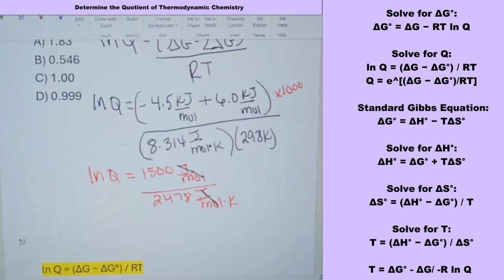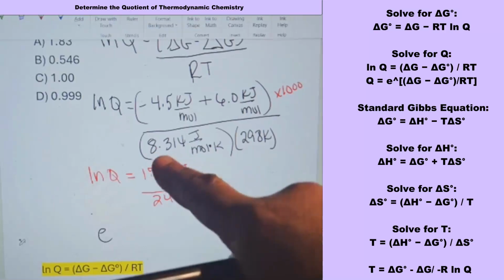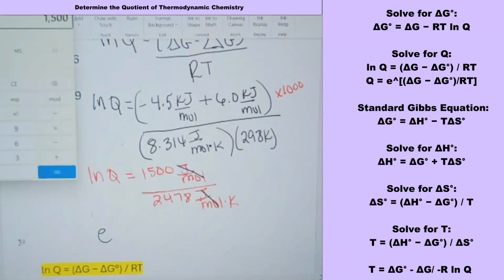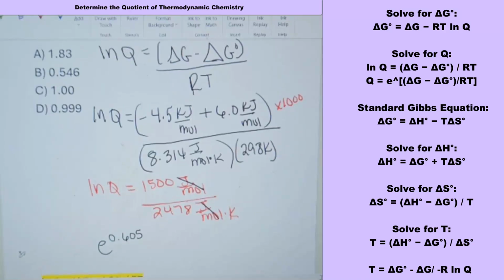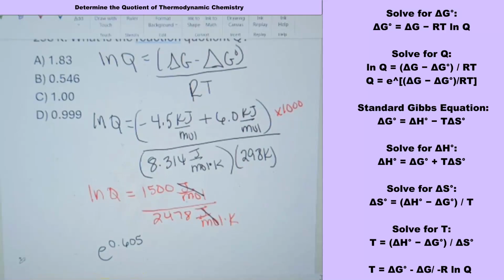Now, here is the thing. Because you're trying to find the natural log of Q, you're going to have to say E to whatever this is equal to right here. So when we say 1,500 divided by 2478, you get 0.605, okay? So when you plug this into your calculator, you will end up with your answer. So let me go ahead and pull this up here so you all can see that, okay? Right there. And of course, you all know, oh, and the Kelvins also canceled out.